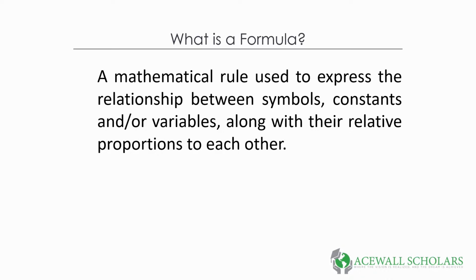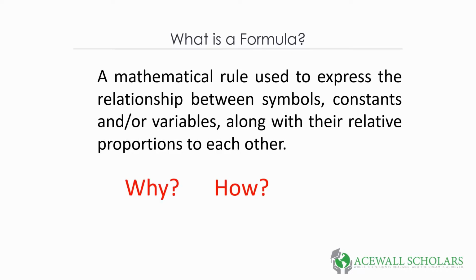A formula is a mathematical rule used to express the relationship between symbols, constants, and or variables, along with their relative proportions to each other. Symbols could be anything. We could be using our multiplication symbol. We could be using our division symbol. Constants are fixed numbers, such as 1, 2, 3, 4, a half, 4/3. Those are fixed values. And variables are letters that we use in place of an unknown amount. So that could be an N or an X or an S.